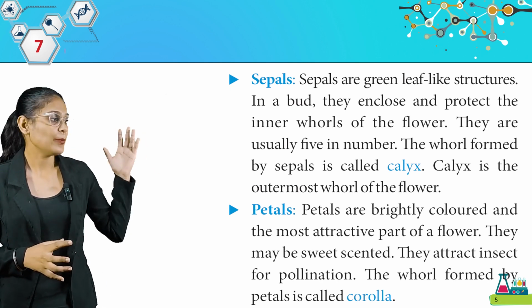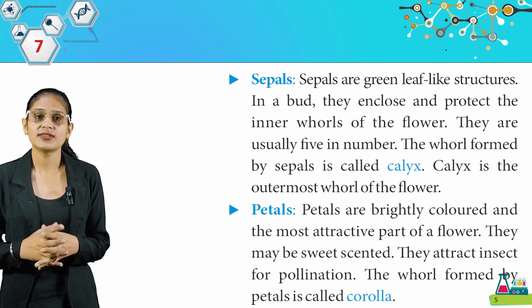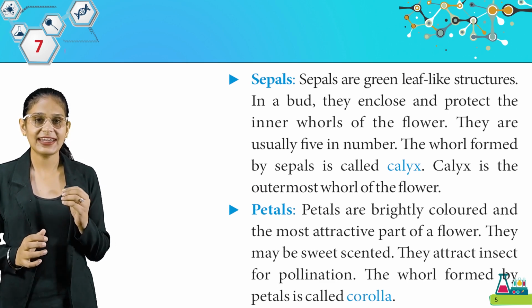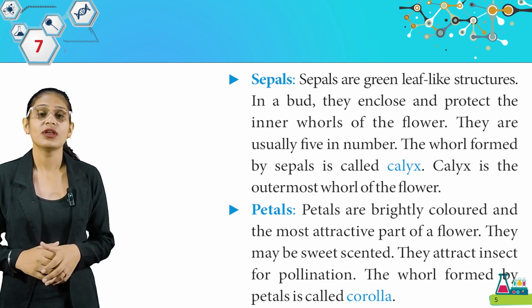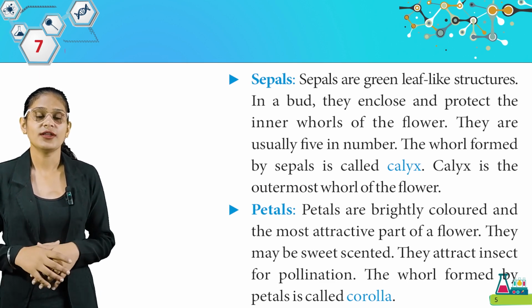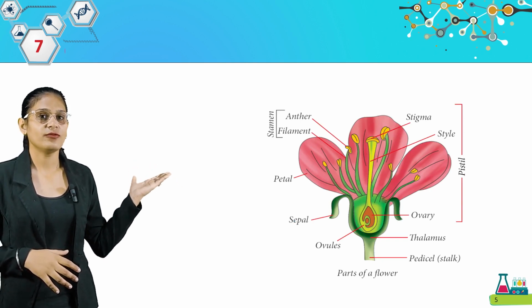Now we have petals. Petals are brightly colored and the most attractive part of a flower. They may be sweet-scented. They attract insects for pollination. The whorl formed by petals is called corolla. Look at this picture, students. We have different parts of the flower.